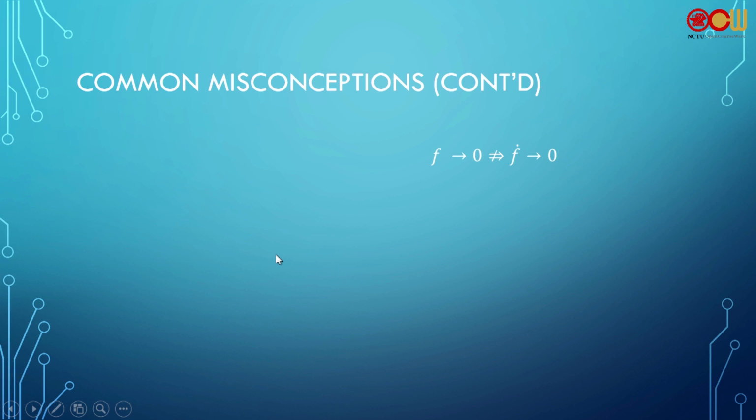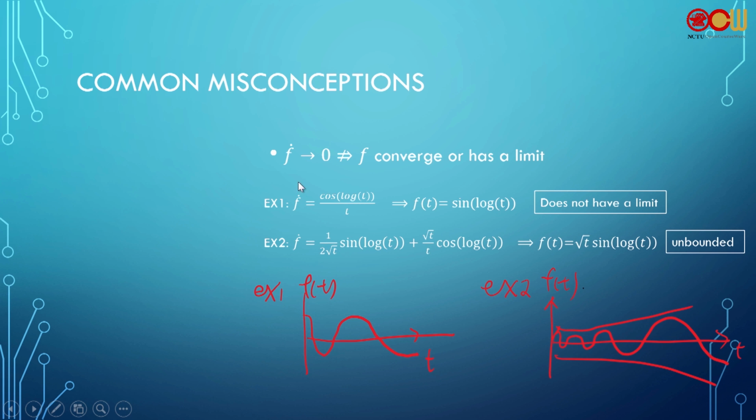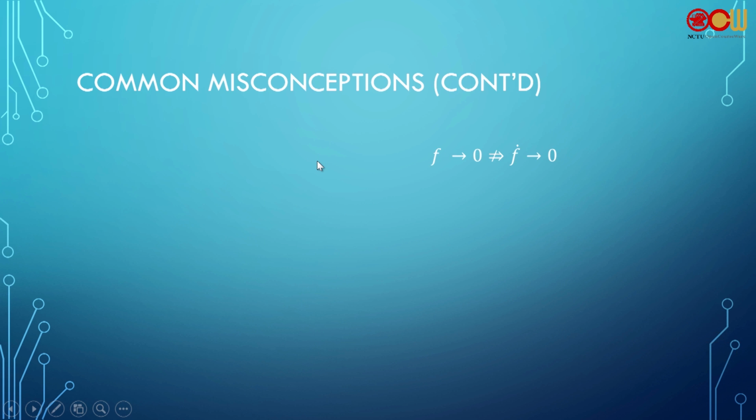The second misconception is the reverse. The previous one was f dot approaching zero. Now, for f approaching zero, it doesn't imply f dot will approach zero. Again, a sine function or cosine function. If f(t) is exponential to the power of minus t, times sine of exponential to the power of 2t, this will approach zero because of the first term, exponential to the power of minus t. But the time derivative never reaches a constant.